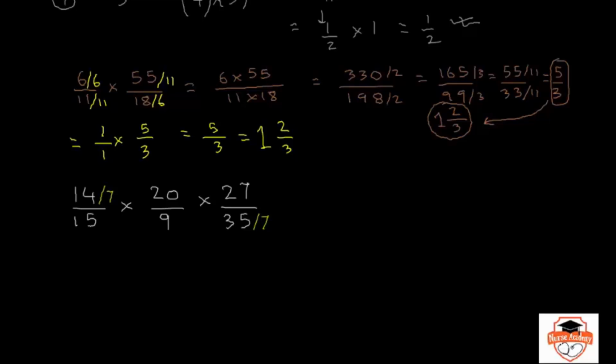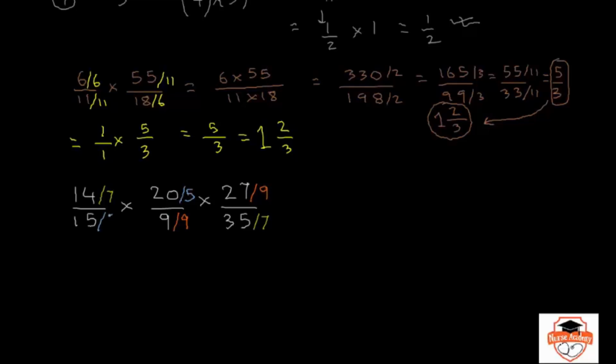Smart idea, right? I'm not done. Well, I spotted a 9 here and a 27 here. I know that the GCF of 9 and 27 is 9 itself. So I'm going to divide this with 9 and this with 9. And I'm not done, because now I see a 20 and a 15, and I know I can divide both these numbers with 5.